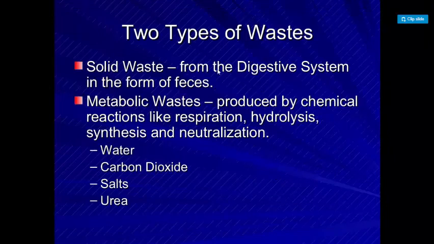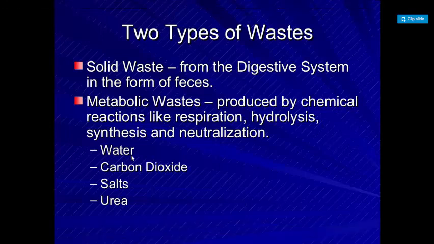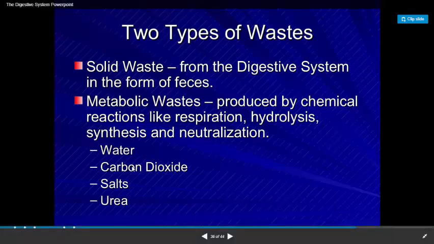Okay, so the solid wastes are going to leave the digestive system in the form of feces or stools that leave through your anus. So the metabolic wastes are like water, carbon dioxide, salts, and urea. Water is going to go to the kidneys to be gotten rid of. Carbon dioxide is going to leave through your lungs. Some of the salts leave, and some of the salts are kept, and the urea goes to your kidneys.